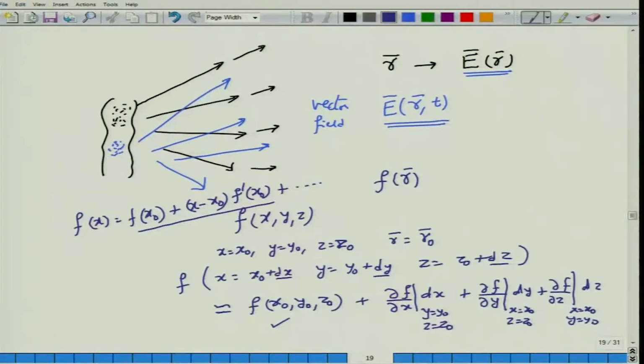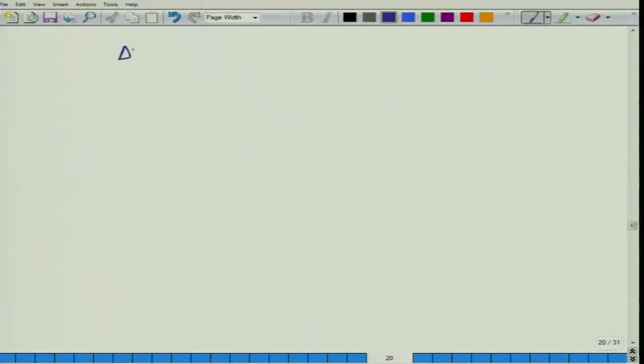You see that the change in the value of the function, which we can denote as delta f, this delta denoting the change in f given the value of f at x naught, y naught, z naught, is simply given by del f by del x into dx plus del f by del y into dy plus del f by del z into dz.